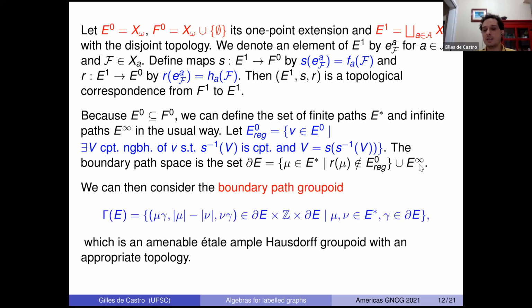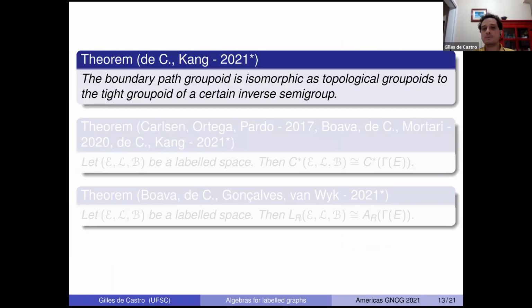And then there's a way of building a groupoid out of that. For those who are familiar with the graph groupoid, it's the same thing. But here we need to give a suitable topology for this to work. And there is a nice topology for this, in which case the groupoid is going to be amenable, étale, and Hausdorff. So it's a very well-behaved groupoid for considering the algebras. And then, as I was saying before, we built this using inverse semigroup theory, and we showed that using this topological correspondence, we actually get back to the one we had before.